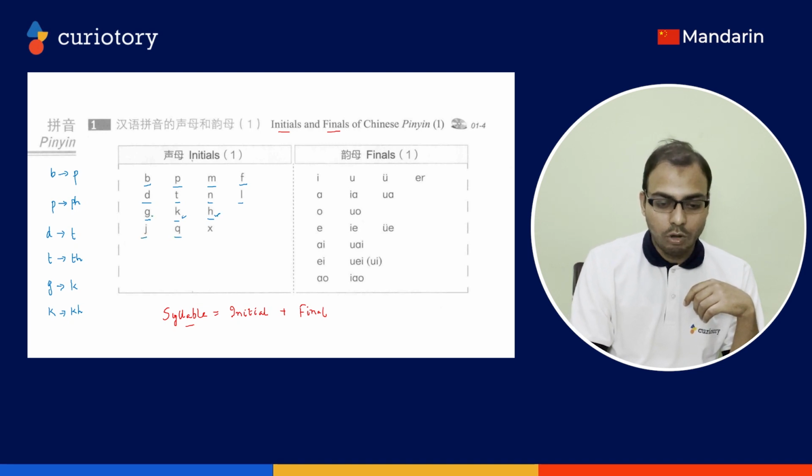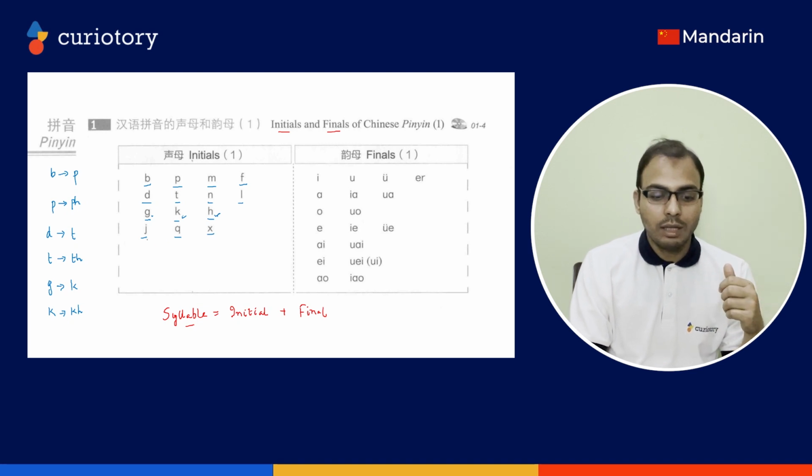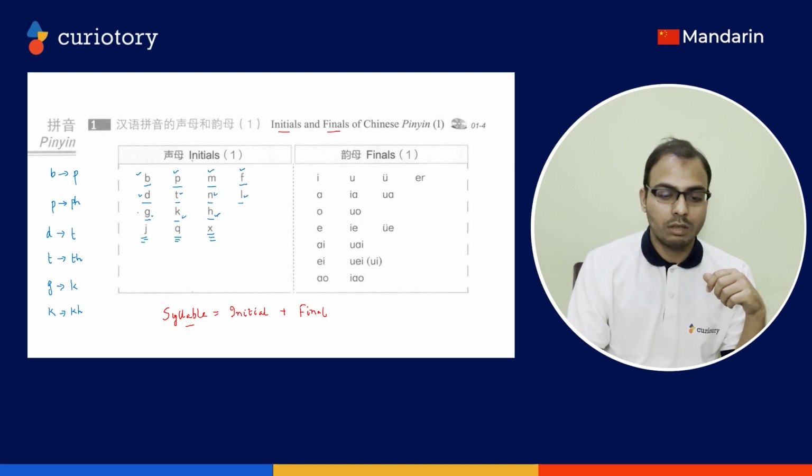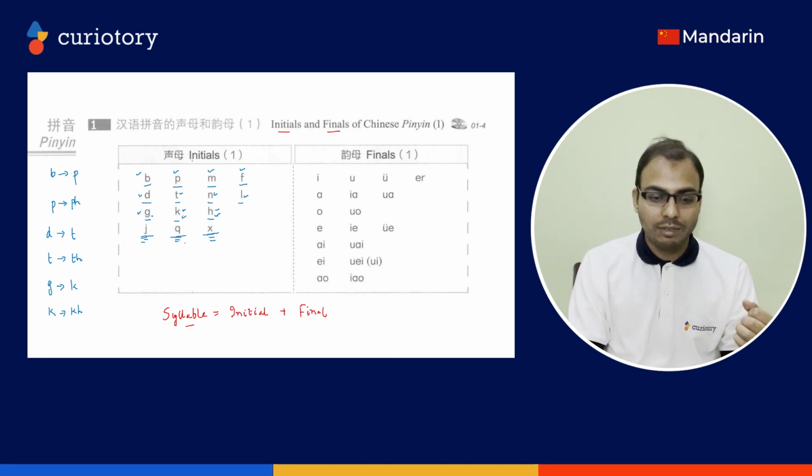For J, Q, X, you have to speak it this way. Repeat after me. Chi, chi, she. Once again. Chi, chi, she. Now, starting from B: po, mo, fo, to, th, n, l, k, k, h, chi, chi, she. These were the rules for how to pronounce the various initials. Out of the 21 initials, we got to know about some of them.